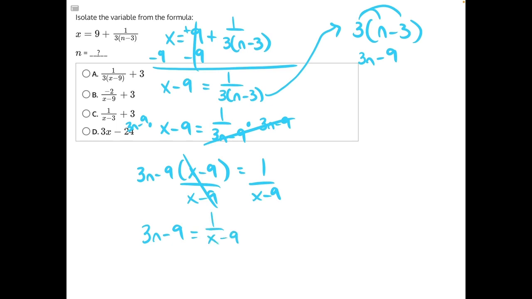Then 9 is being subtracted, so the opposite operation is adding it to both sides. These will cancel, giving us 3n is equal to 1 over x minus 9 plus 9. Now from here, it's going to get a little bit tricky, so let me make some room and start us on a clean slate.